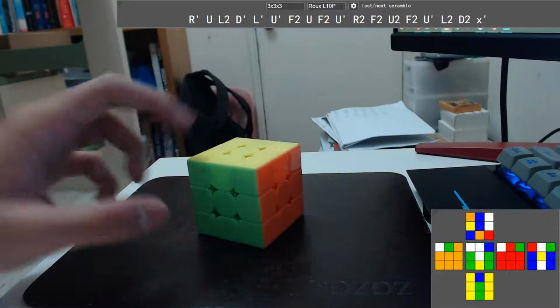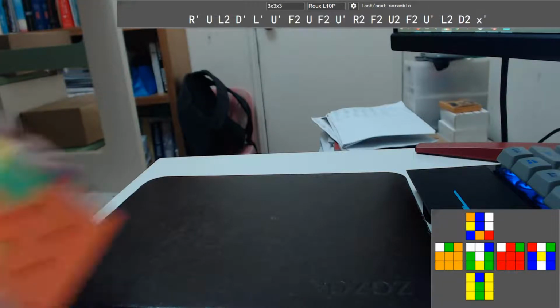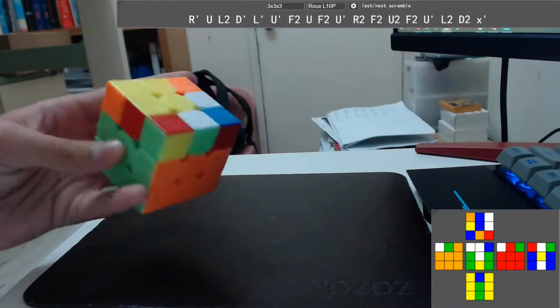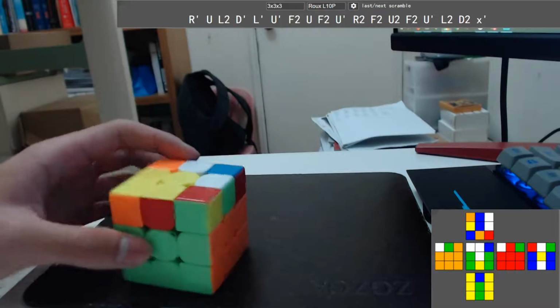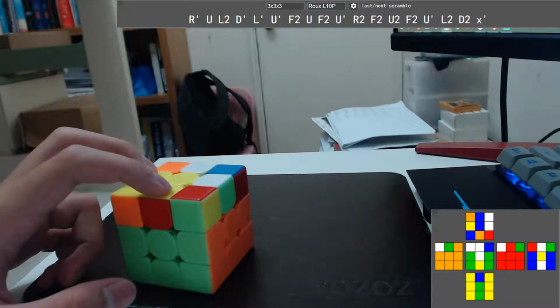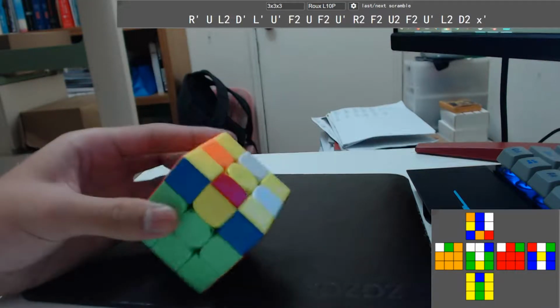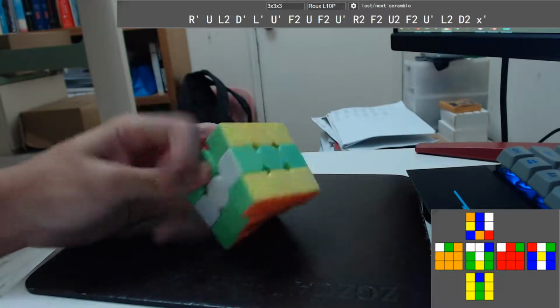Now I was dumb there, but I saw that my LR was on U instead of not on U. So I thought my LR was at the back there, but it turns out it was here. So yeah, it's me being dumb. These two will misorient, and then the EOLR for that is really simple. So it's just M2, and then basic solve.